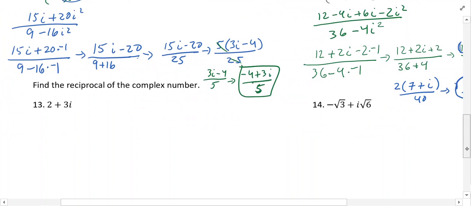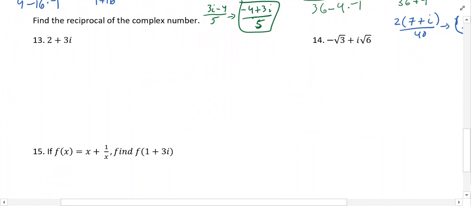So number 13 here. It says, find the reciprocal of the complex number. All right, so we have 2 plus 3i. So remember, there's an implied 1 underneath here. So if I take the reciprocal, I would get 1 over 2 plus 3i. But now I have i in the denominator, and I can't have i in the denominator because remember, it's a radical. So what I need to do is, like I was doing with the above problems, I need to multiply by the conjugate, so 2 minus 3i. So I'm going to multiply that to the numerator and the denominator.